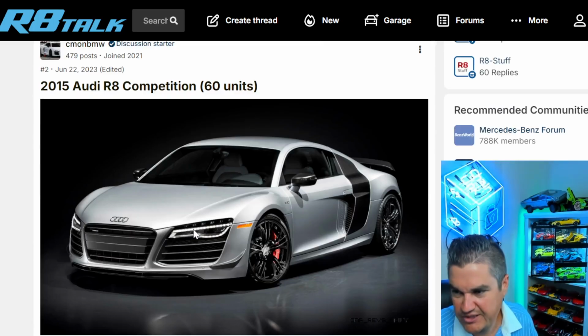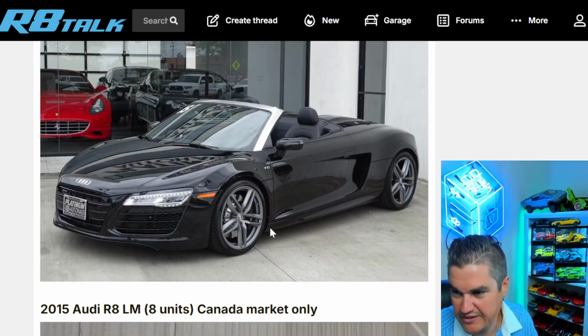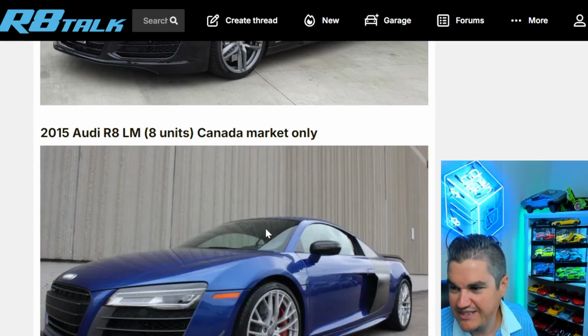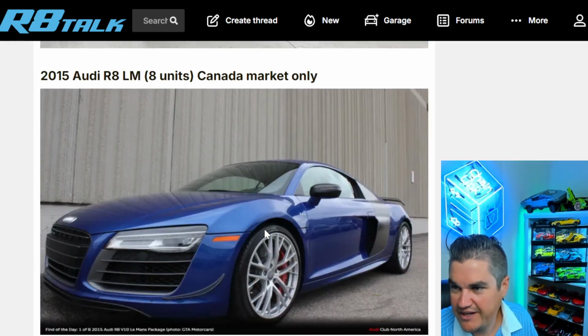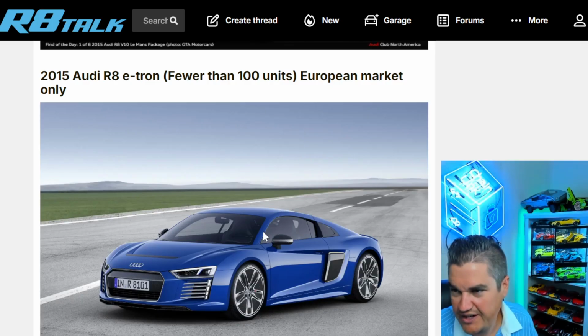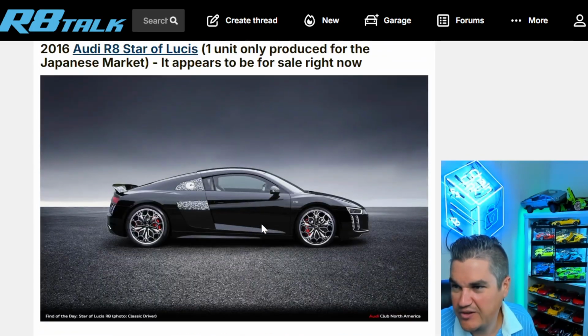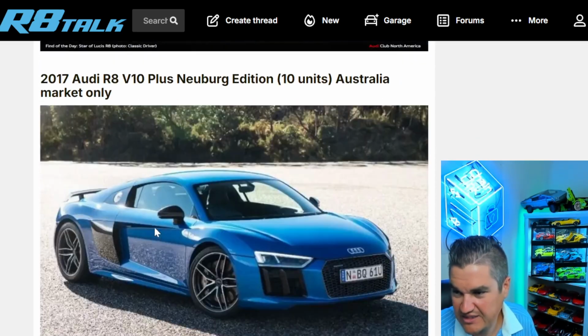You can see already it's starting to change and adapt from 2012 to 2015. 60 units of that one. R8 Carbon Spider, 16 units. We're starting to get into a little bit rare territory. We only made 16 of them. R8 LM, 8 units, Canada market only. It's pretty cool. R8 e-tron, so this is going to be part electric. Might be all electric. I wouldn't even know where they made this, honestly. That's pretty cool. Japanese market only, 1 of 1. Star of Lucius. Who's got that? Look at those wheels. Pretty wild.